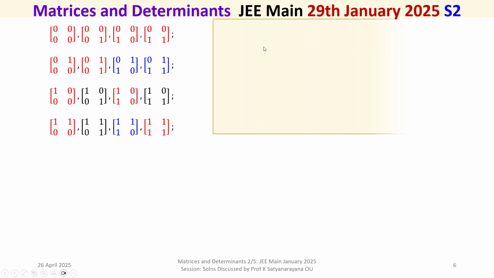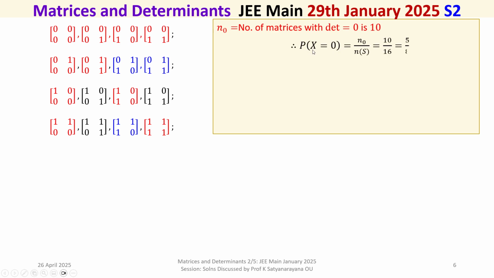Now, N0 be the number of matrices with the determinant 0. How many are there? Count the matrices which are in red. They are 10 in number. Now, the probability of the random variable X equal to 0 is the number of matrices with the determinant 0, N0, by n of S. That is 10 by 16, that is 5 by 8.